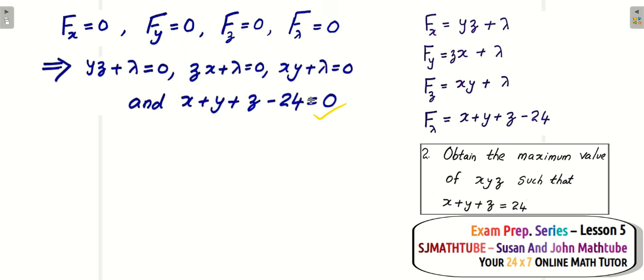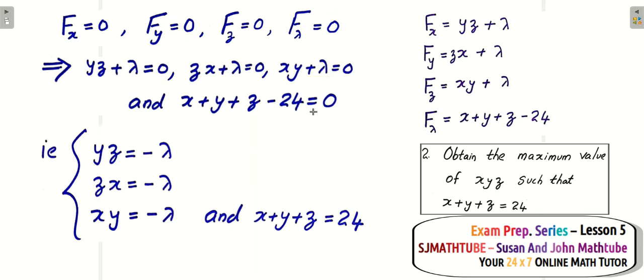Now you have to solve them. Anyhow solve them. One method is you can find the lambda value from here. That's exactly what I did. yz equal to minus lambda, zx equal to minus lambda, xy equal to minus lambda, and x plus y plus z equal to 24. That implies these three quantities are equal, because all are equal to minus lambda.